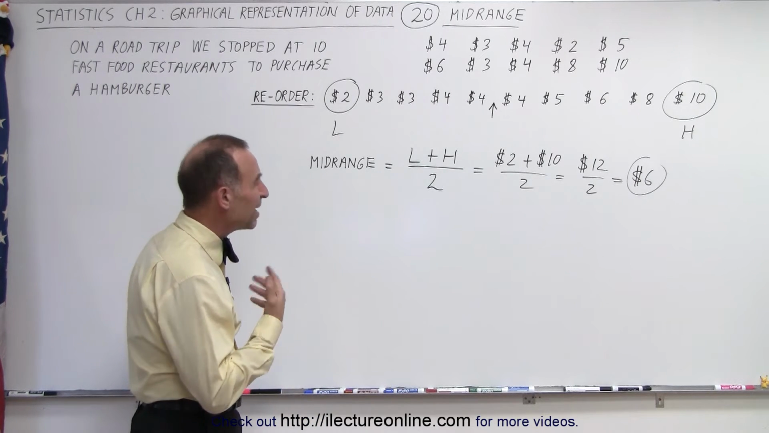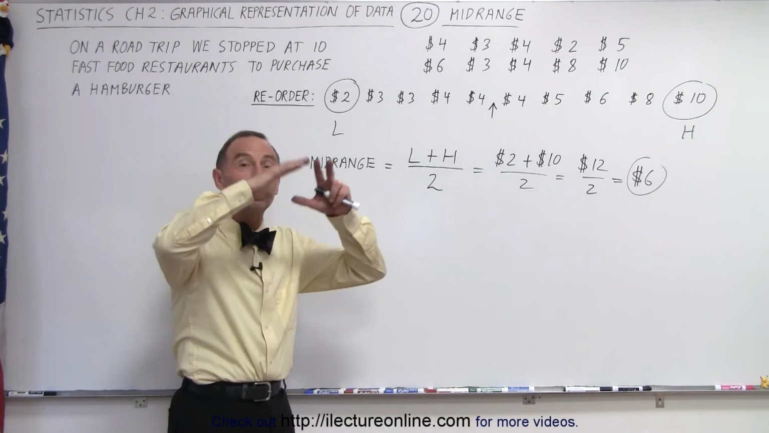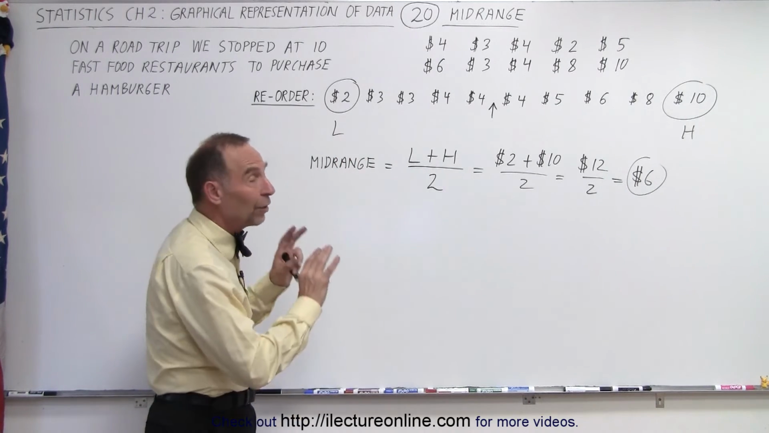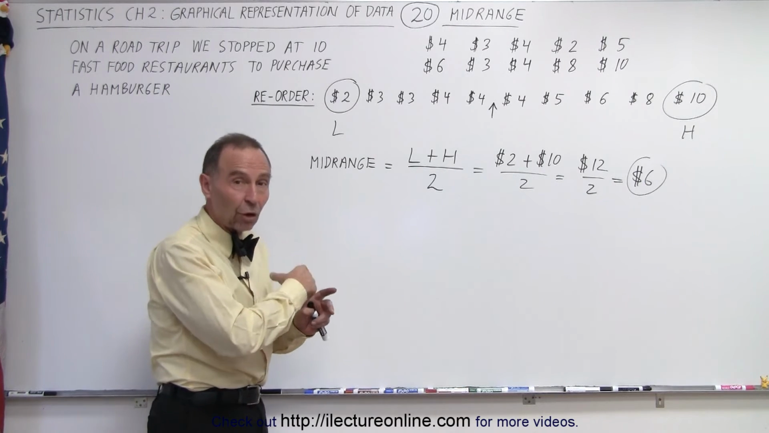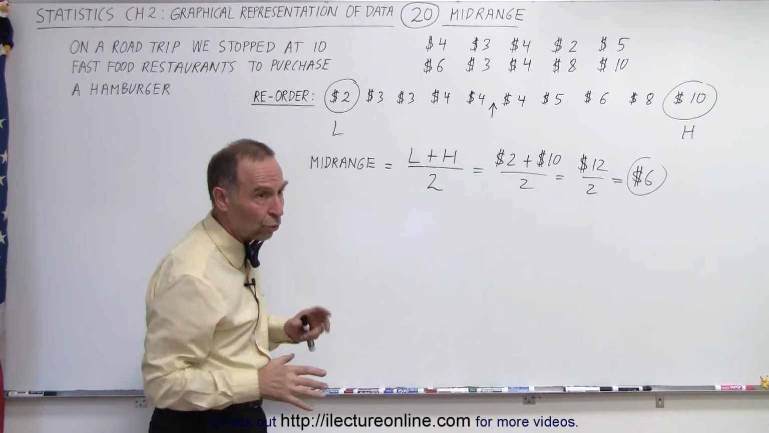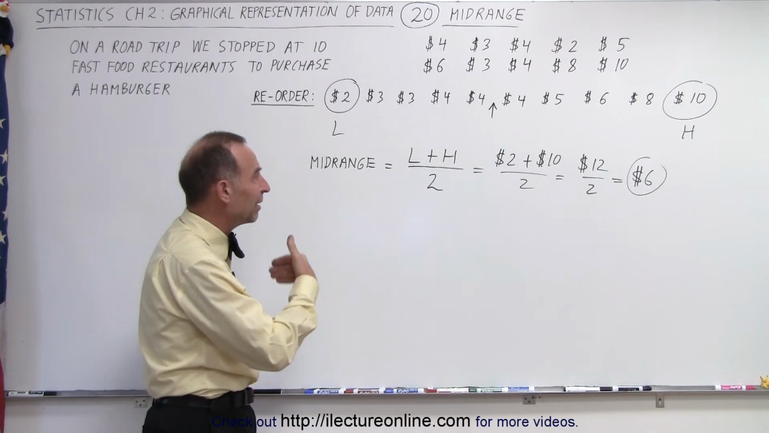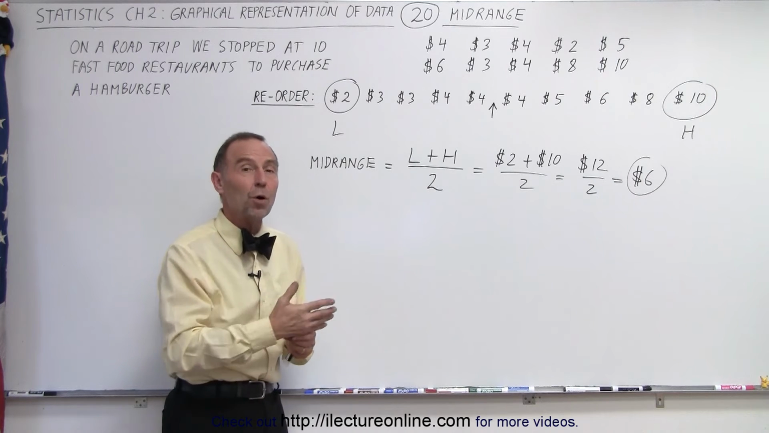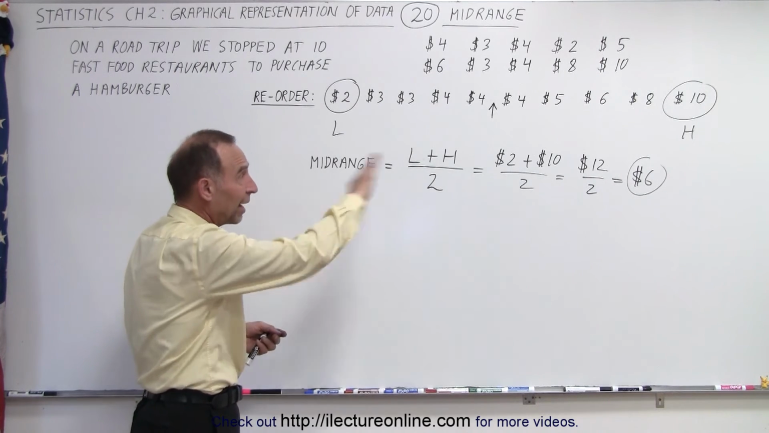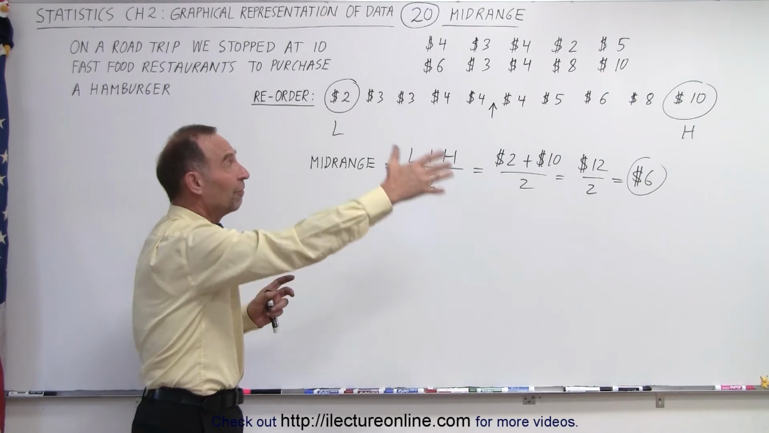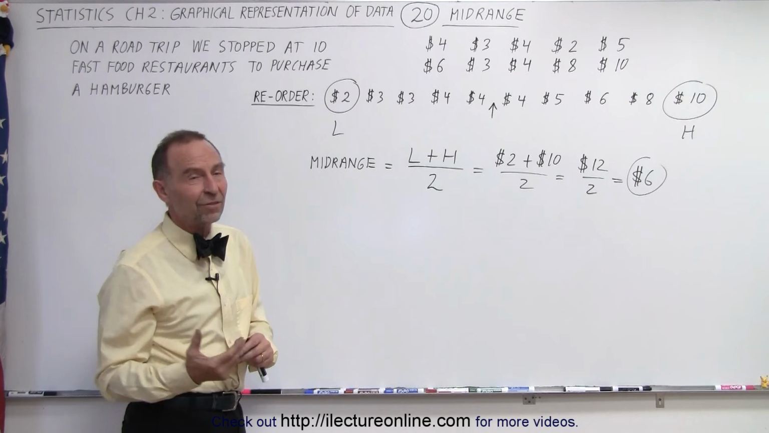So the mid-range can give you a good value when you have a good distribution of values, meaning you don't have anything on the left side, on the low side that's unusual, anything on the high side that's unusual. Then the mid-range gives you a fairly good value that should be typically fairly close to the average, the mode, and the median. But if you have an outlier, either on the low side or on the high side, that's far removed from the typical value, then the mid-range is not going to give you a lot of insight into what's going on.